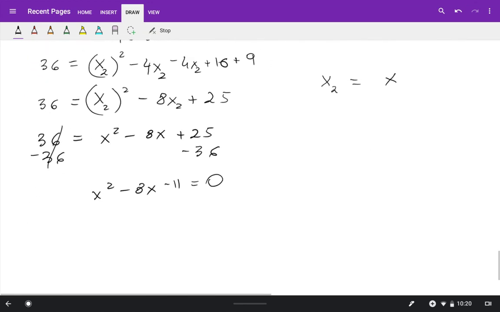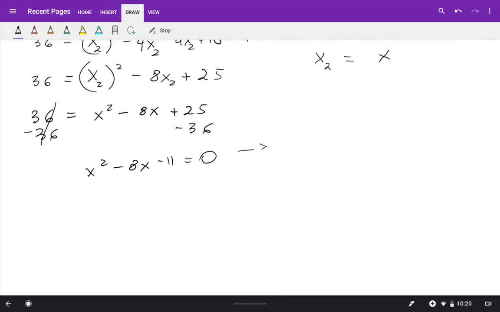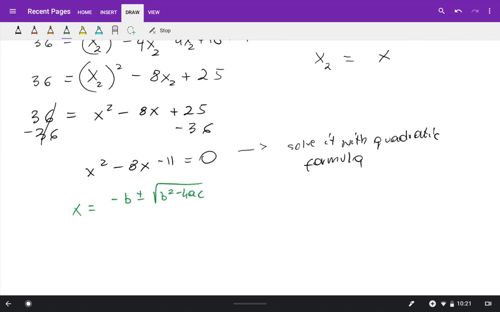Okay, so this one, I could solve a different way, but that's fine. So this one you won't be able to factor, so just solve it with the quadratic formula. So let's review that quadratic formula. x equals negative b plus minus the square root of b squared minus 4ac, divided by 2 times a. So let's plug it in. So we have negative b. So again, a is equal to 1, b is equal to negative 8, and c is negative 11.